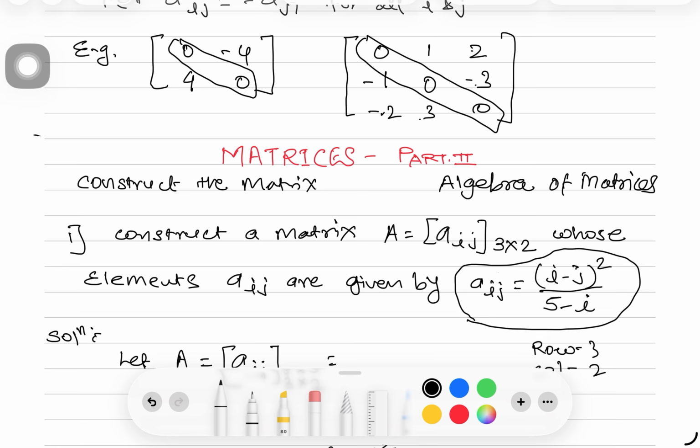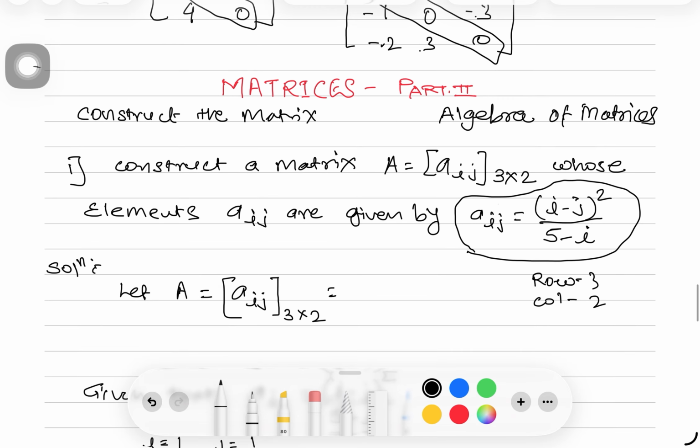In matrices part 2, we will study the construction of the matrix and then the algebra of the matrix. In algebra, we will see only the equality of matrices, addition or subtraction of matrices, and scalar multiplication of the matrix. Multiplication of two matrices we will see in the next video, because it is a very tedious process and it is very hard to understand.